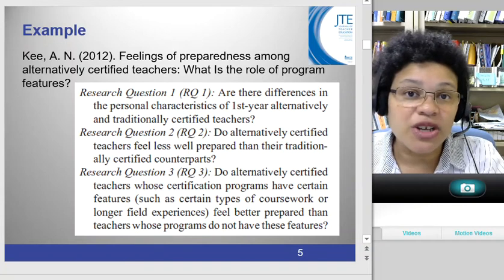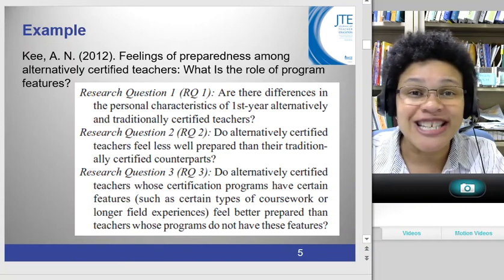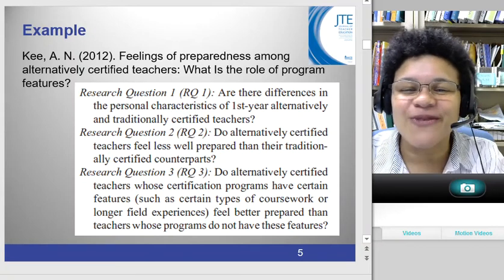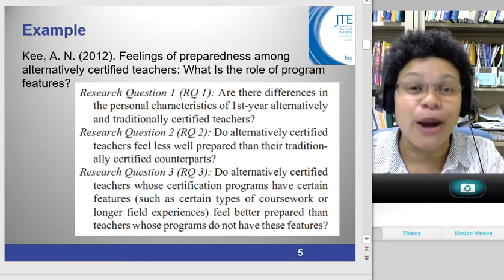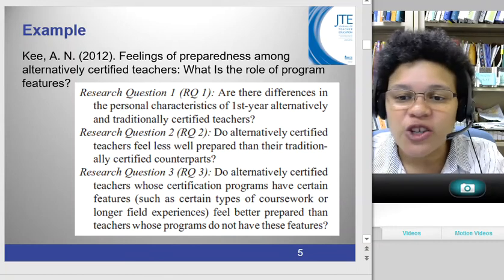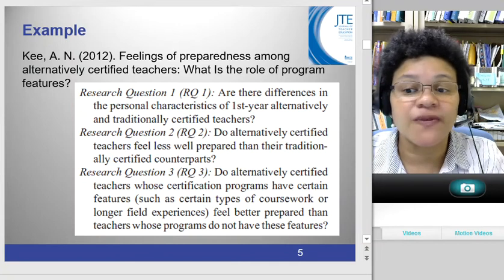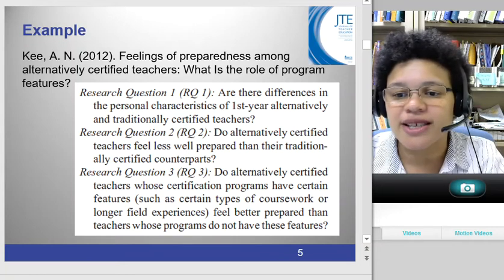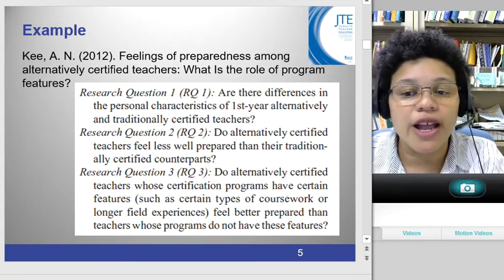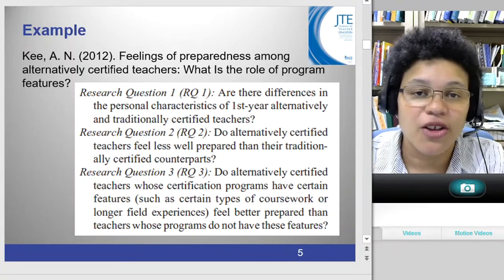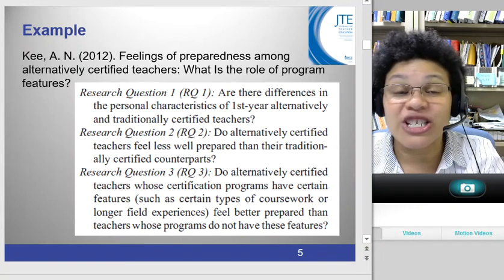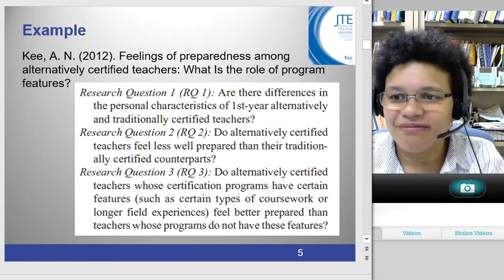Okay, so research question three. Now, this goes into a little more detail. Sometimes the third research question is really what the researcher wants to know, and the first two questions may be kind of preparation. Do alternatively certified teachers whose certification programs have certain features, such as certain types of coursework or longer field experiences, feel better prepared than teachers whose programs do not have these features? Okay, and let's look at how I explored these questions, particularly research question three.